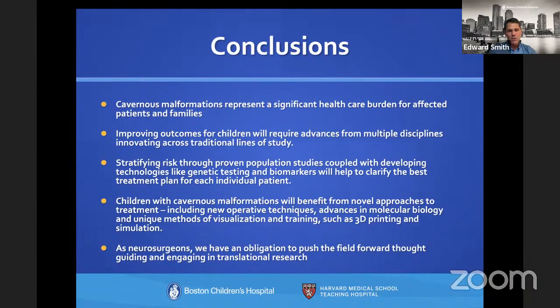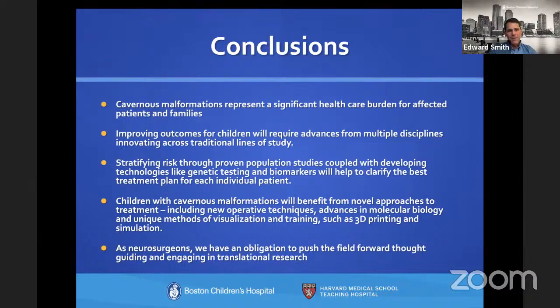And I realize these resources aren't available to everybody everywhere, but certainly even knowing they exist might help us to know which patients you try to go the extra mile for, to get that testing, get that understanding, versus which are the ones you can safely treat and just, hopefully, cure. Ultimately, kids with cavernous malformations are going to benefit from novel approaches in treatment.